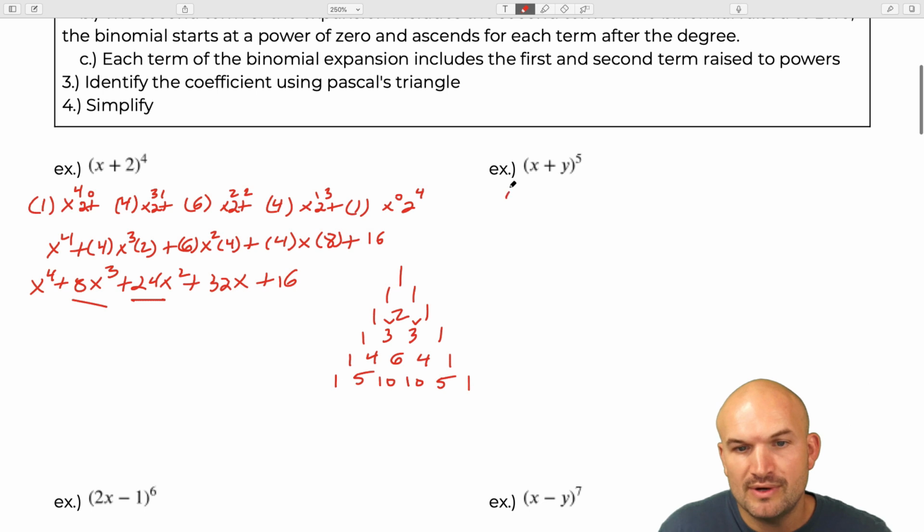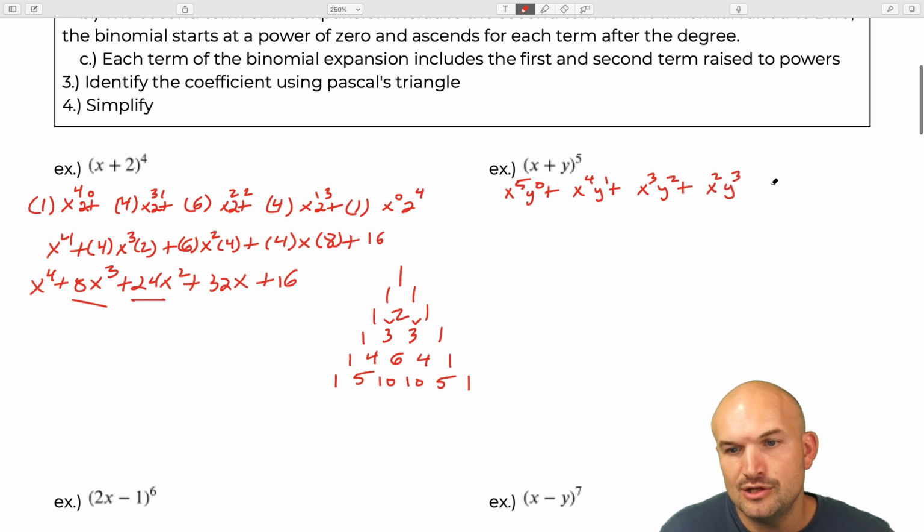I know it's going to start with x to the fifth. And let's see, that'd be y to the 0, plus x to the fourth, y to the first, plus x cubed, y squared, plus x squared, y cubed, plus x to the first, y to the fourth, plus x to the 0, y to the fifth.